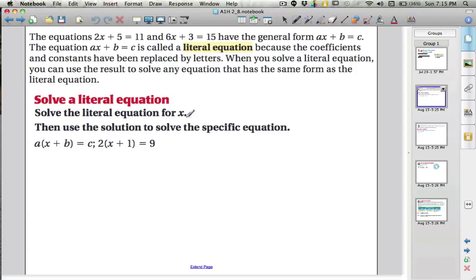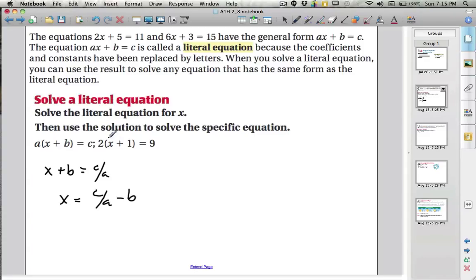If we want to solve the literal equation here for x, then we can use the solution to solve a specific equation. If I solve the literal equation for x, the first thing I'm going to do is divide by a. x plus b is equal to c divided by a, and then I'll subtract b. So x would be equal to c divided by a minus b.